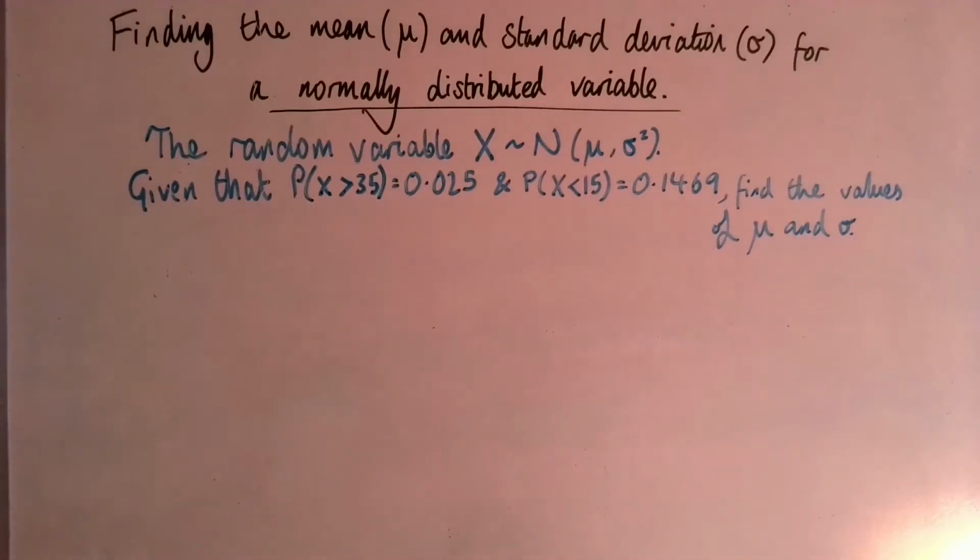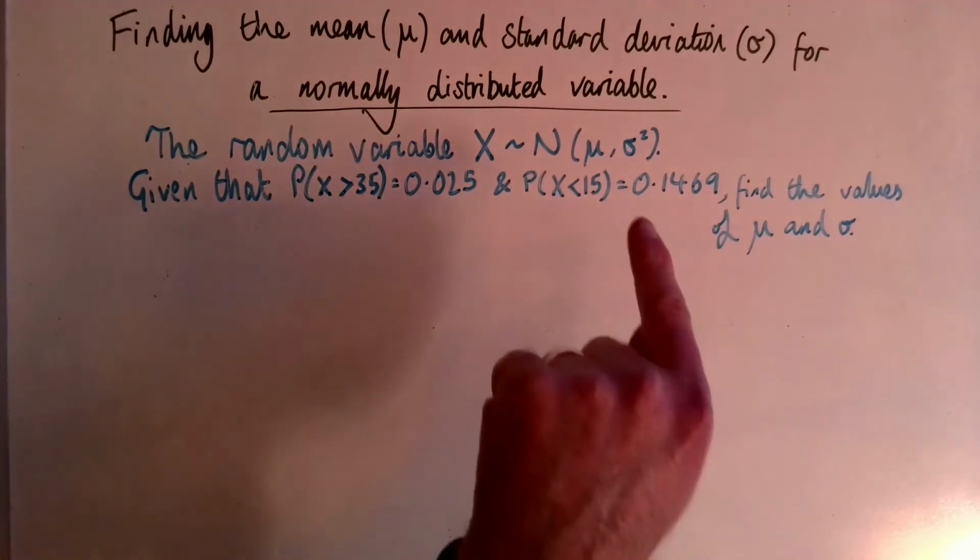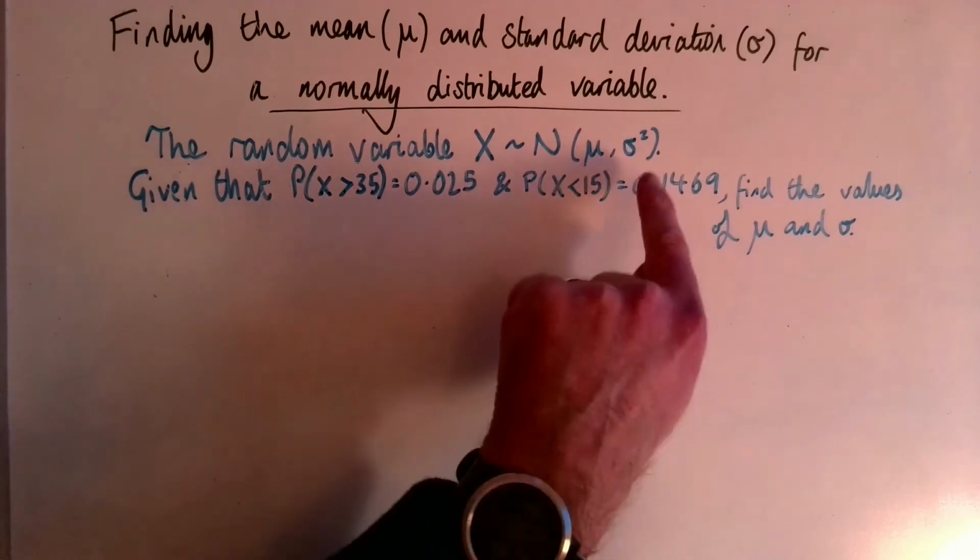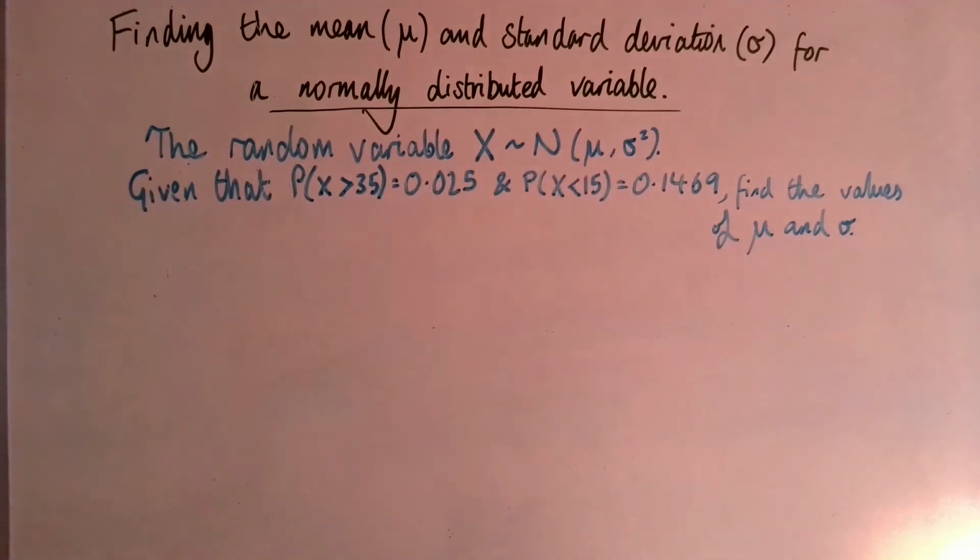Right, so here's our final example. We've got a random variable. We do not know the standard deviation. We do not know the mean. We know about the probability of it being more than a certain amount and less than a certain amount. Pause the video, draw a sketch, see how far you can get, and then we'll take it from there.